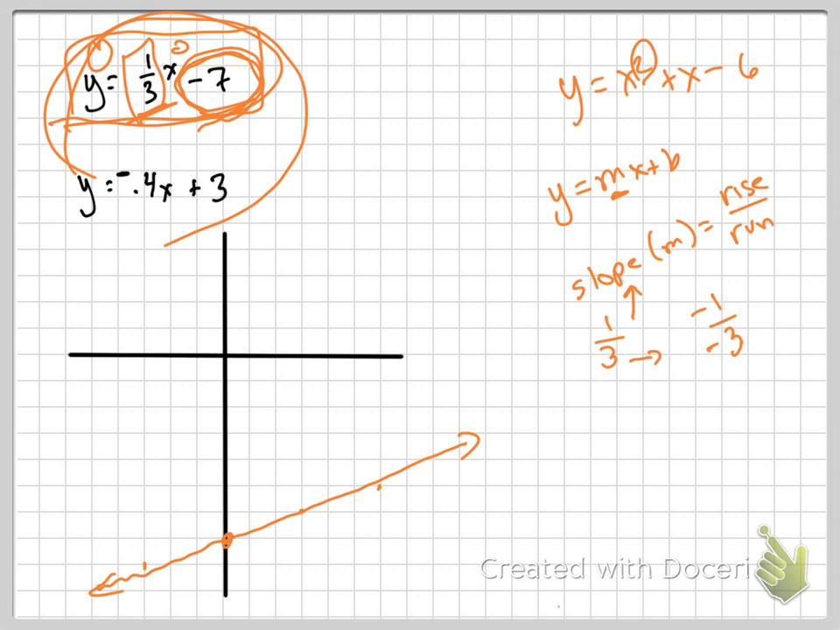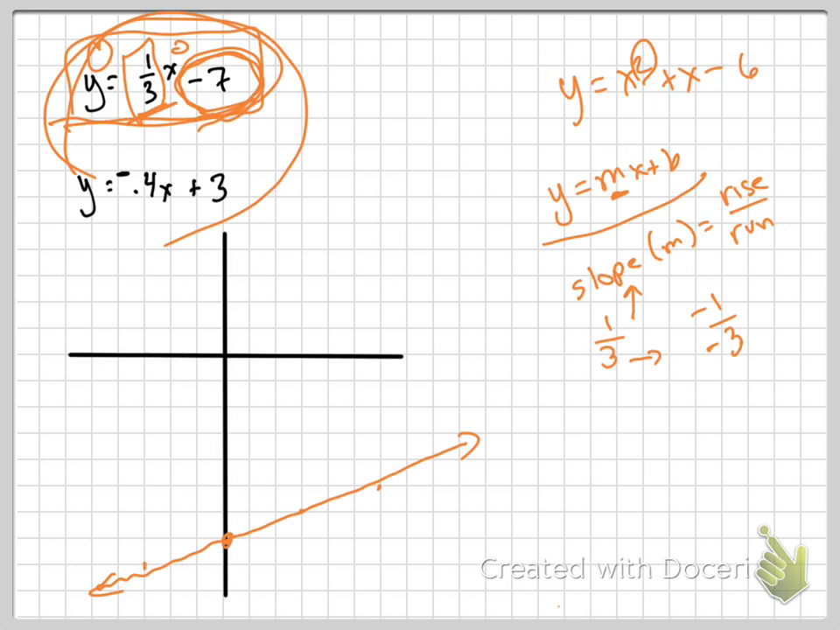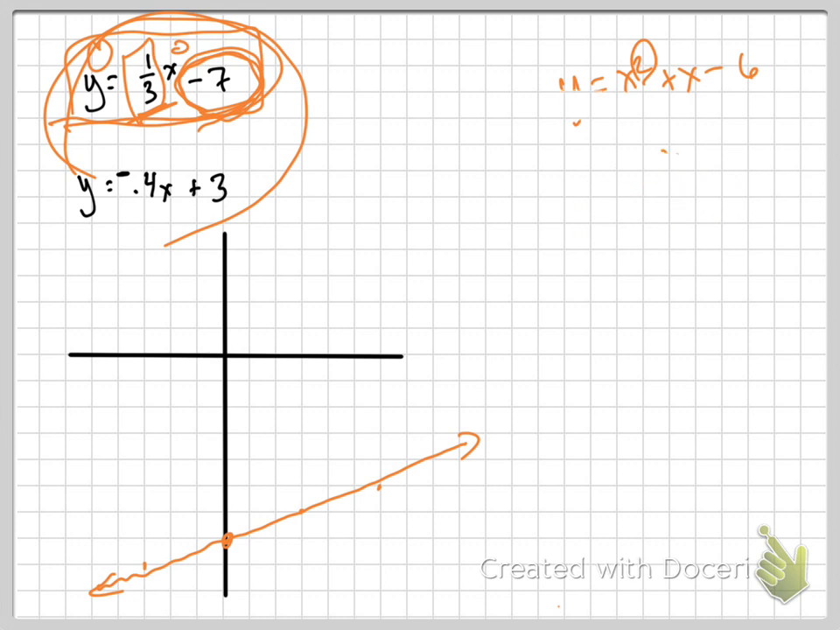Now, if you want to put in your note cards, I'll put this over here. If you want to put slope-intercept form, because you're going to learn a couple of forms for lines, y equals mx plus b. If you want to put slope, which we use m, m is equal to rise over run, go ahead. Let me erase this.